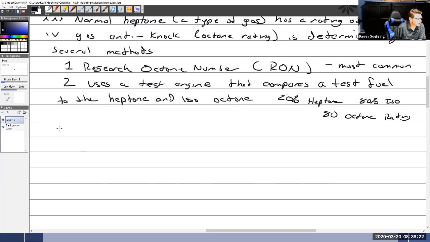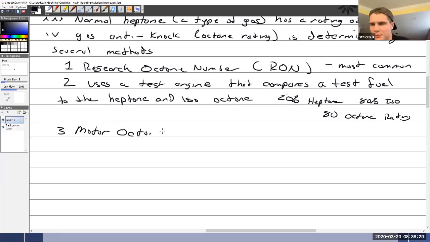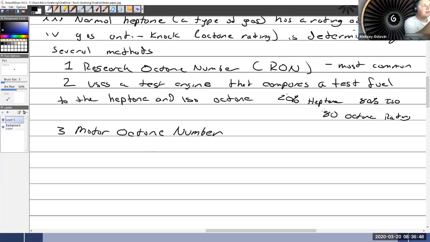Then there's also the motor octane. Is it always a 60% increase, like 20 to 80? No, it could be anything. Could be 2080. It could be 2179. I think they round. The motor octane number. Kevin, when you wrote the heptane, what is that? 20% heptane. Oh, the one behind it, the heptane. And isooctane. Oh, isooctane.